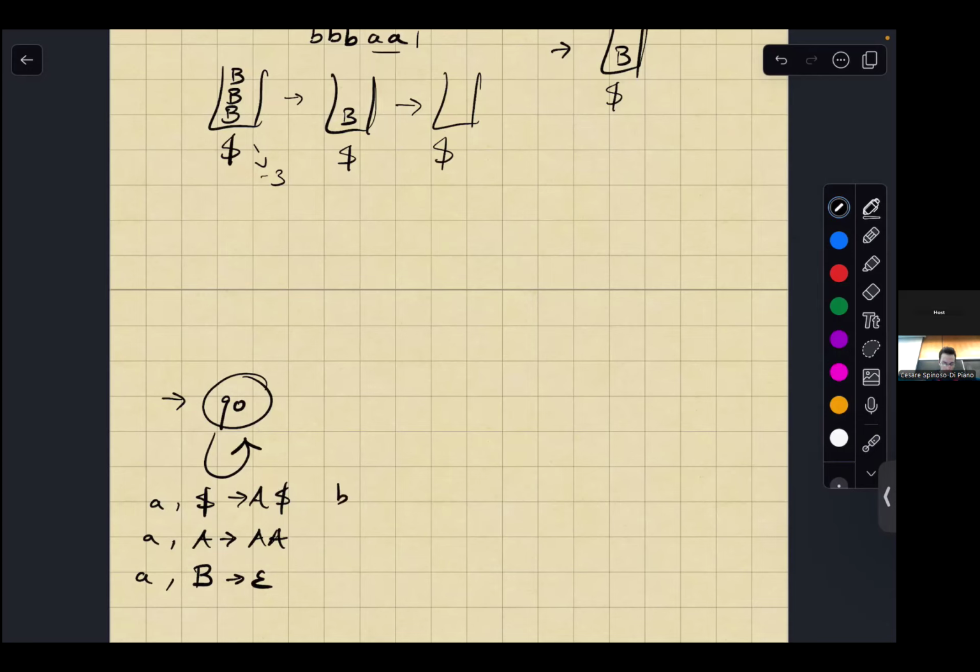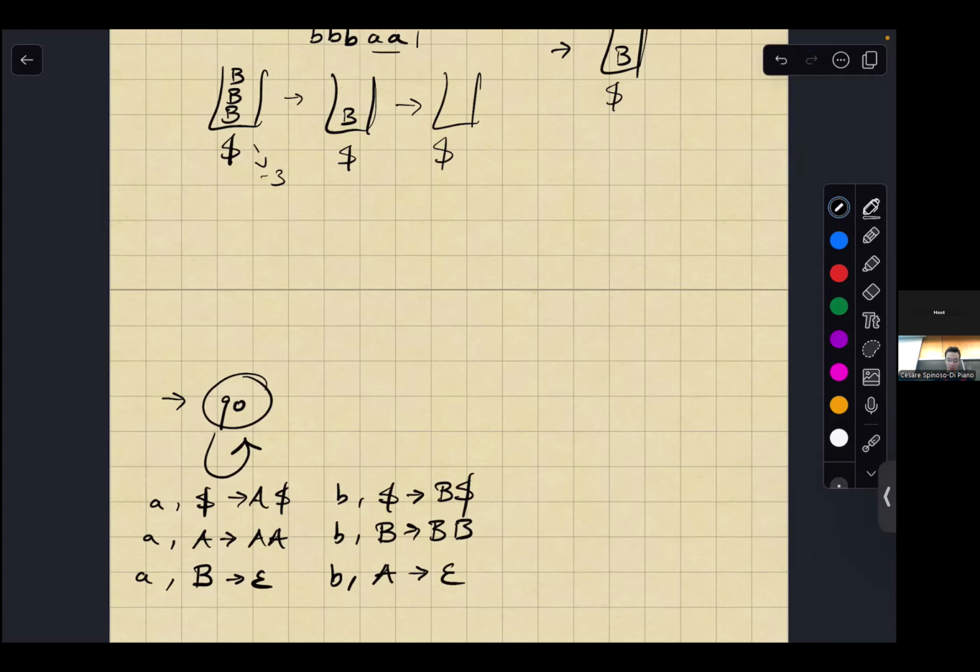Versus if I'm reading B's, then it's these three other cases with the same logic. If I'm at the dollar sign, so my stack is empty, and I'm reading a B, then I push a B. If it has a B at the top, then you add an extra B. And if it has an A, then I pop the A, because I make it less positive.